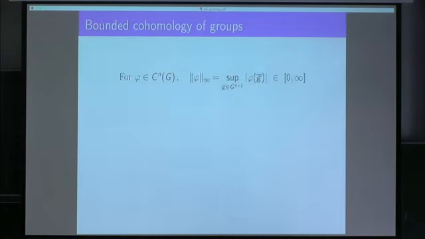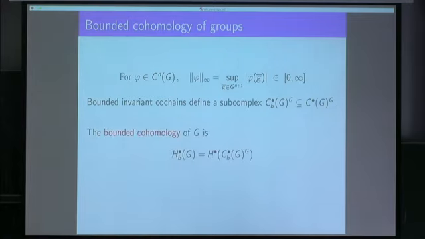It's just what the name suggests. So instead of taking all cochains, we just take bounded cochains with respect to this L infinity norm, which is just the norm of the supremum. So we take cochains that are uniformly bounded on n plus 1 tuples of elements of G. And bounded invariant cochains are a subcomplex of all invariant cochains. And so we can take the cohomology of this complex, and this is just the bounded cohomology of G. So these are the standard and very natural definitions.